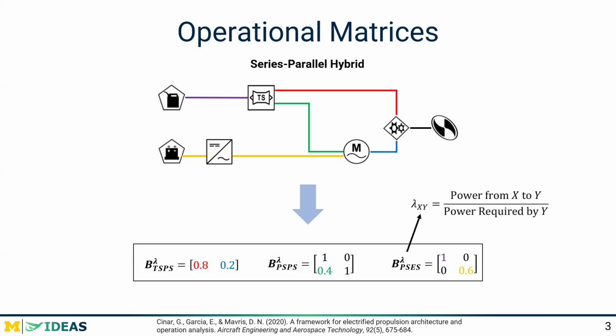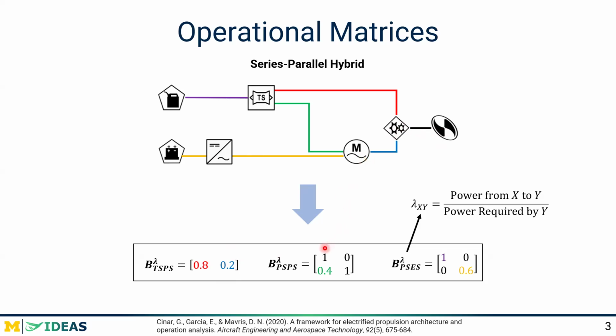Well, the power split lambda is defined as the power from component X to component Y divided by the power required by component Y. So you can see in the example here, I have 0.8 in the first entry of the TSPS matrix. That means that 80% of the power required by the fan is going to come from the turboshaft engine. Similarly, 20% of the power required by the fan is going to come from the electric motor.